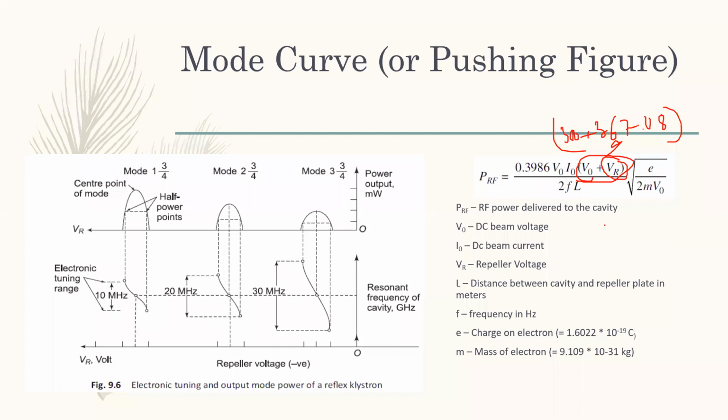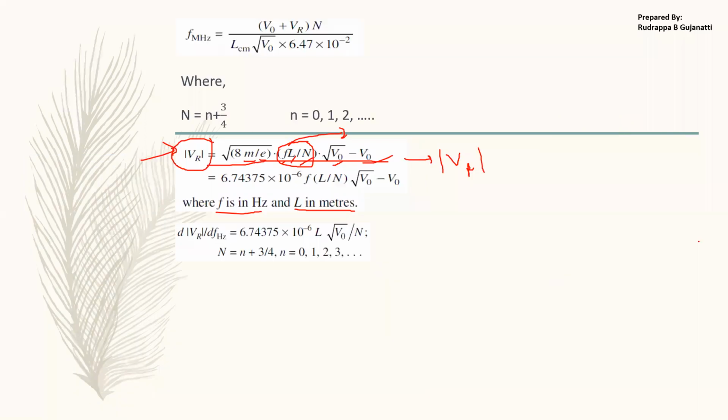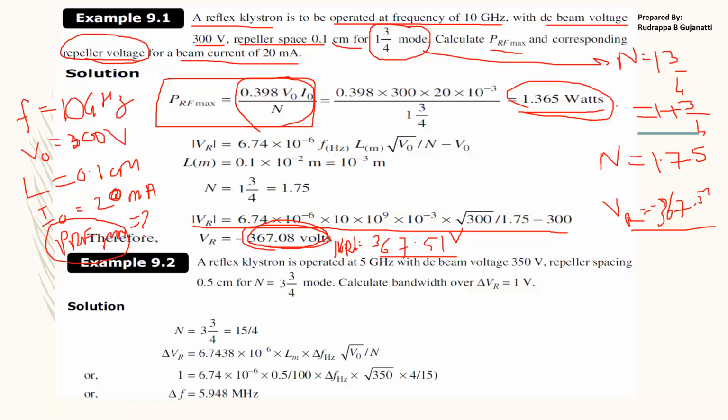When you substitute these values, in my case I had got it as 1.366 watts because I had used 367.51. I had used this value. So if you use the other value, you'll be getting around 1.365 watts. So in both the cases, you'll be getting the same results.